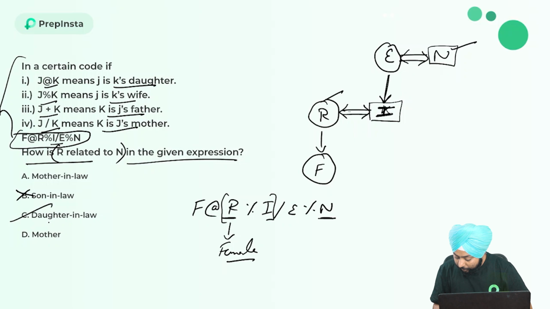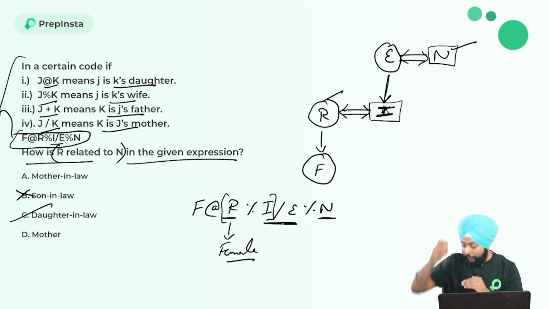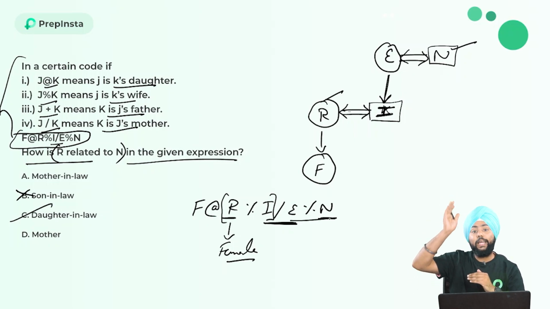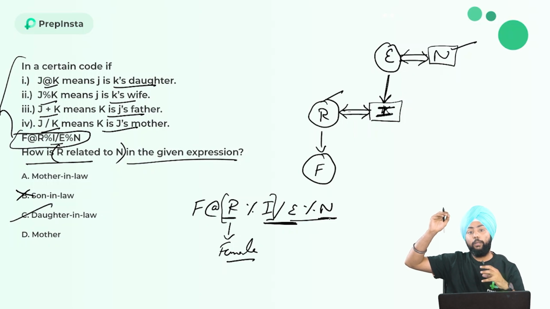Next, R percent I divide by E. R percent I means R is I's wife, and I divide E means E is I's mother. If E is I's mother, look here: the generation is going up. I is a son, E is I's mother, and the next relation of E with N means N will be in the upper hierarchy of the family. That means whatever R's relation is with N, R will be the smaller person and N will be at the higher hierarchy. You get my point?